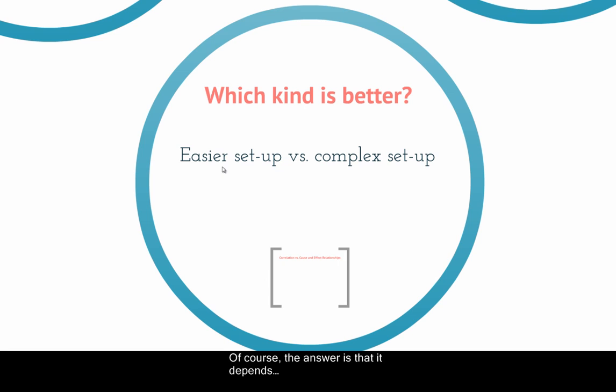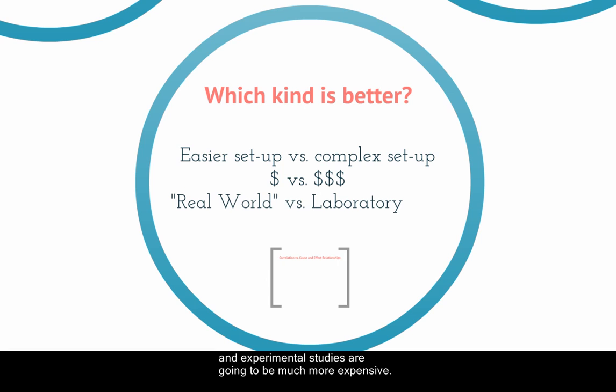So over here we have the descriptive study. Descriptive studies are much easier to set up. Experimental studies are much more complex to set up. There's a lot more work making all the variables constant. Because of this, descriptive studies are much cheaper generally, and experimental studies are going to be much more expensive.